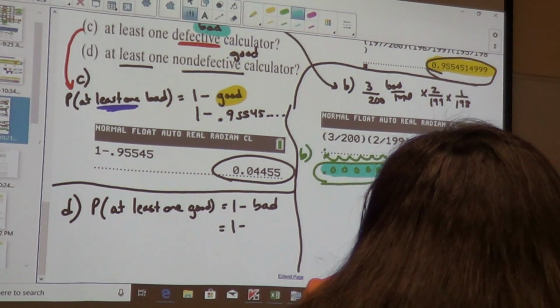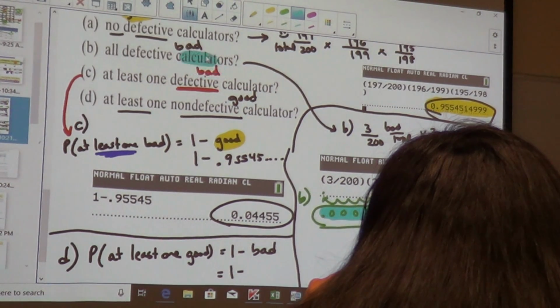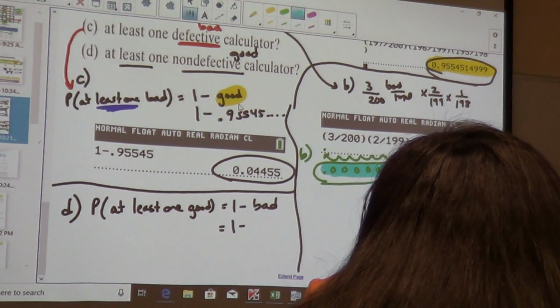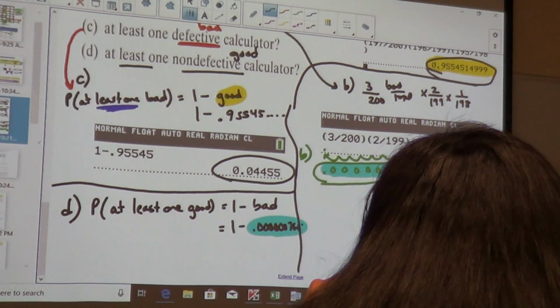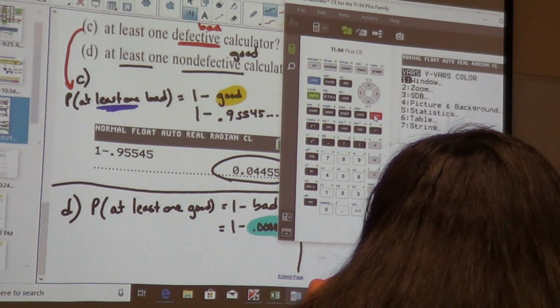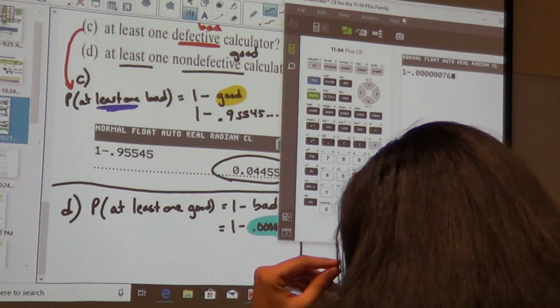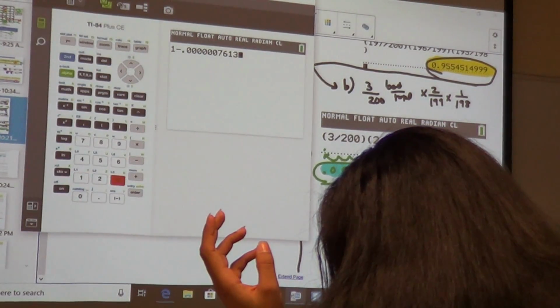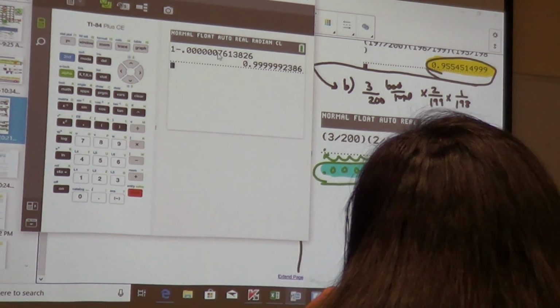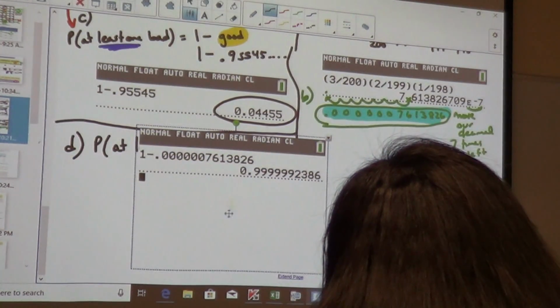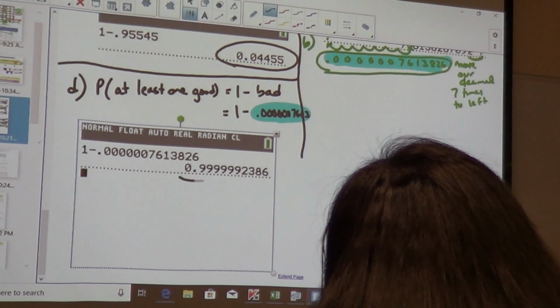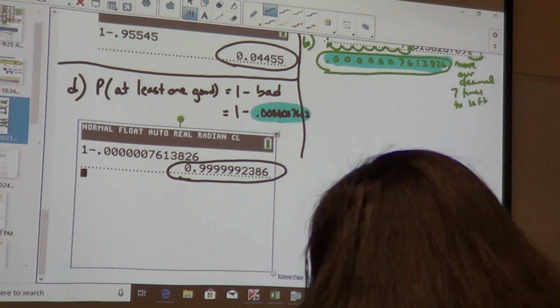the bad, which was the answer to B. So we're going to do 1 minus 0.000007613, and so on. So if I come over here and do 1 minus 0.1234566, I can't remember what else it was, 13826. 6 zeros. Yeah, 2, 4, 6 zeros. So this would be my answer to D.